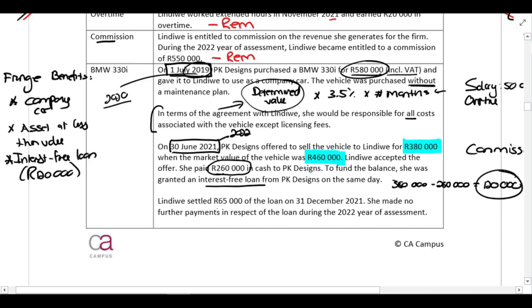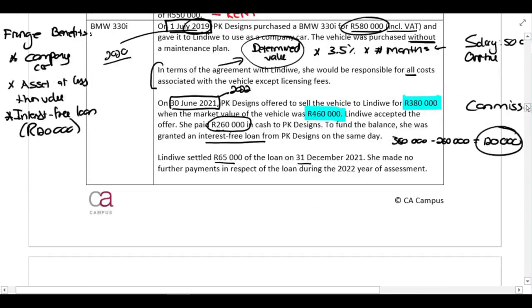Okay, Lindiwe settled 65,000 rands of the loan on the 31st of December, and she made no further payments in respect of the loan during the 2022 year of assessment. Okay, so let's actually quickly do this. So here's the timeline again. Sorry, not 22 Feb, 28 Feb.